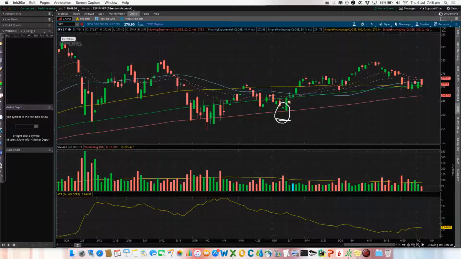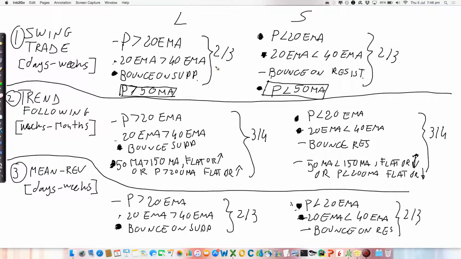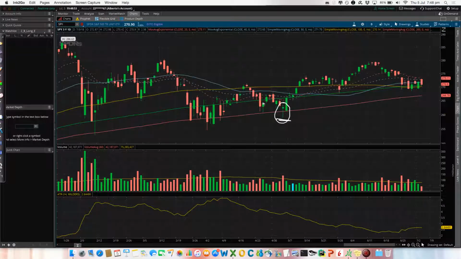So what is the difference now is that the price is closing above the 20 EMA, right? So now, if we look at this situation, the price is actually above the 20 exponential moving average. It is not yet above the 50, and the 20 is still below the 40.